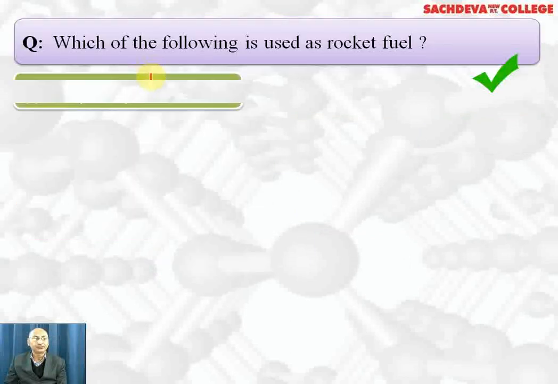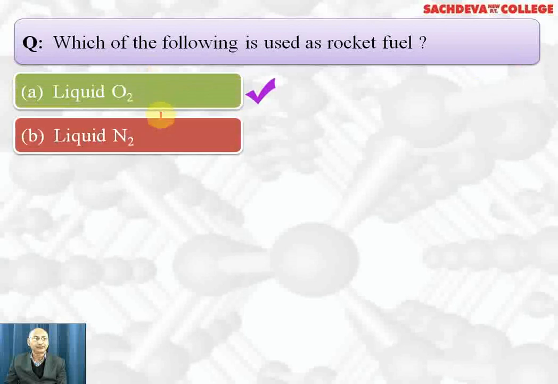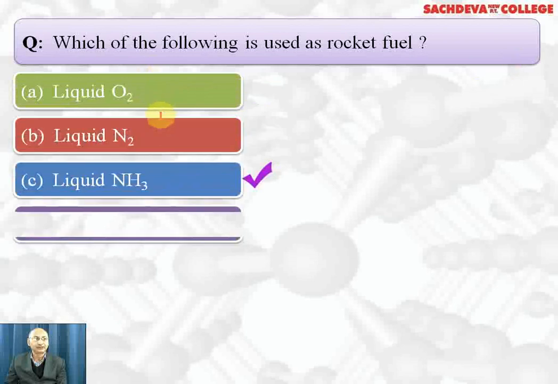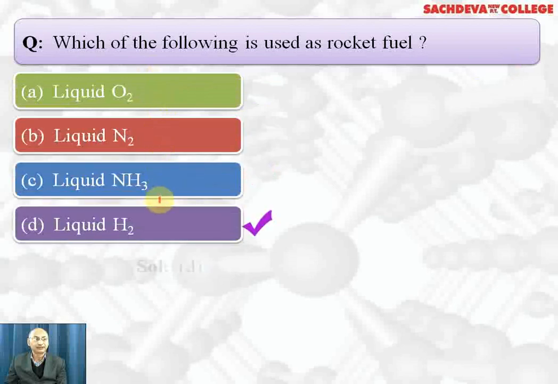Which of the following is used as rocket fuel? Liquid hydrogen, liquid nitrogen, liquid ammonia, liquid hydrogen. Correct answer is liquid hydrogen, although it is accompanied with oxidizer, that is liquid oxygen. So rocket fuel will be hydrogen, whereas liquid oxygen will act as oxidizer.